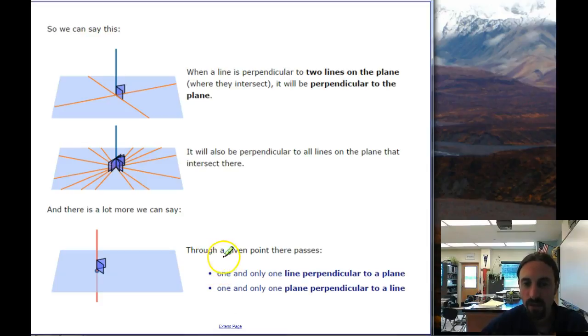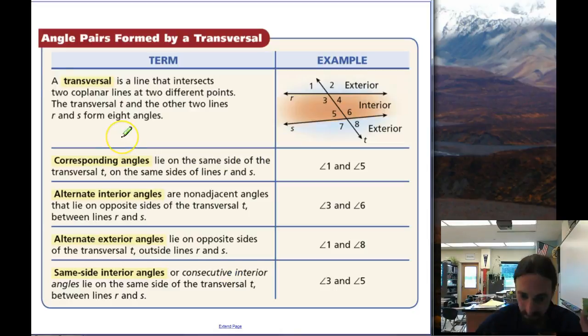Here's the rule. Through a given point, there passes one and only one line perpendicular to a plane, and through a given point, one and only one plane perpendicular to a line. Kind of interesting stuff there. The next thing I need you to get in your notes is on page 147. I know we're doing a lot of vocabulary. We've got diagrams, but having this picture and these terms and the examples that go with them, I think are really important. And we'll do some more work on this on Friday.